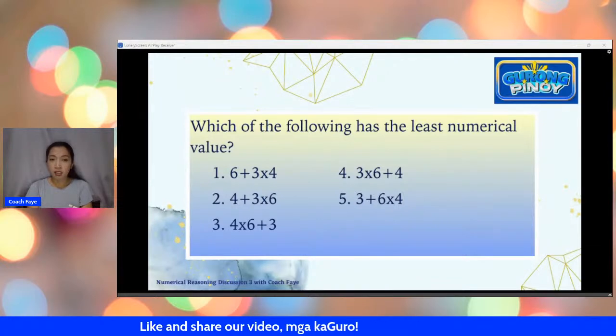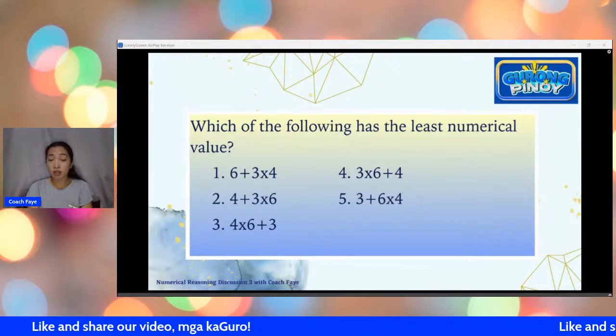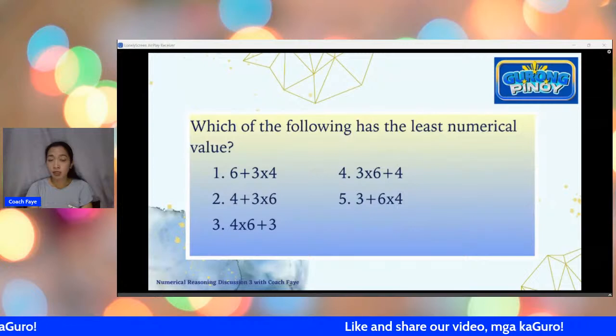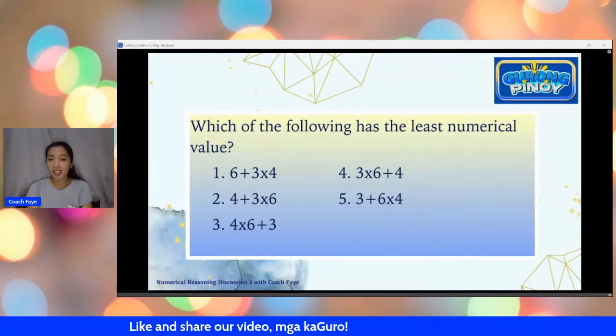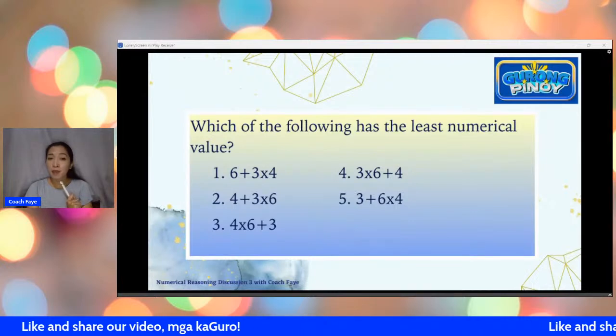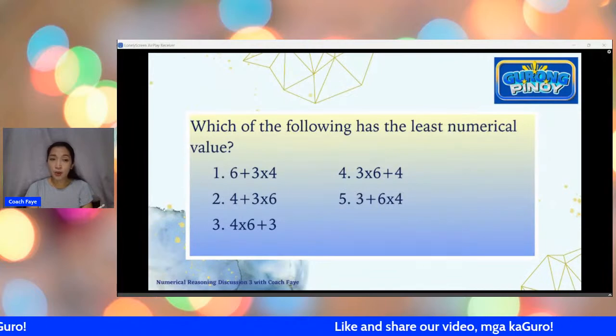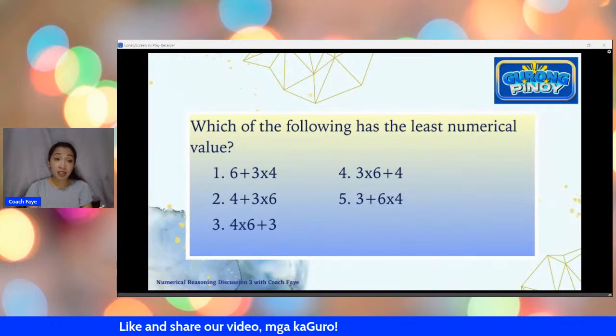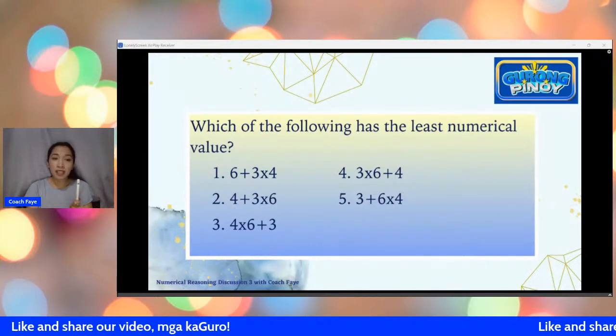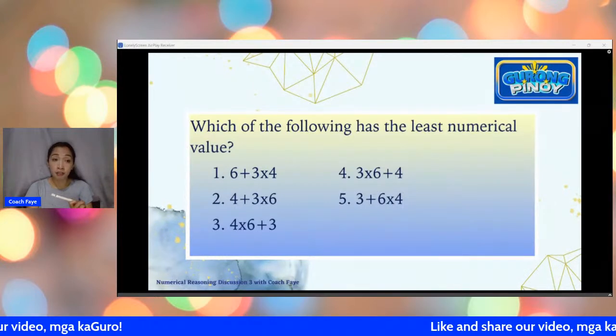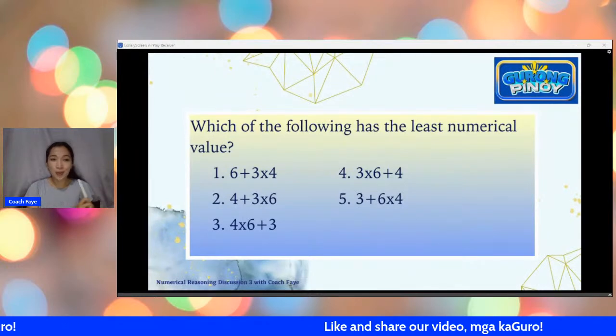So we have number 1, 6 plus 3 times 4. We have 4 plus 3 times 6. 4 times 6 plus 3. 3 times 6 plus 4. And 3 plus 6 times 4. Remember po, PEMDAS. Ano po yung PEMDAS? Pag PEMDAS po, kailangan natin i-follow yung order of operations. So I think you all have multiplication and addition here. Yung multiplication is one level above addition. So mauuna po si multiplication before tayo mag-add.